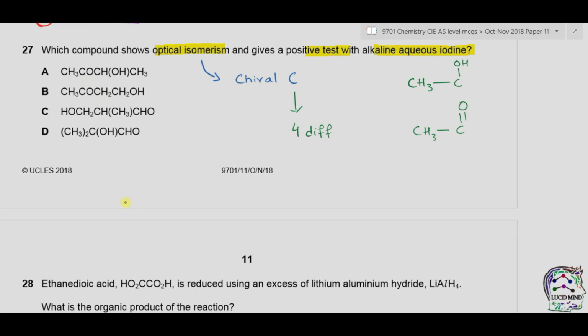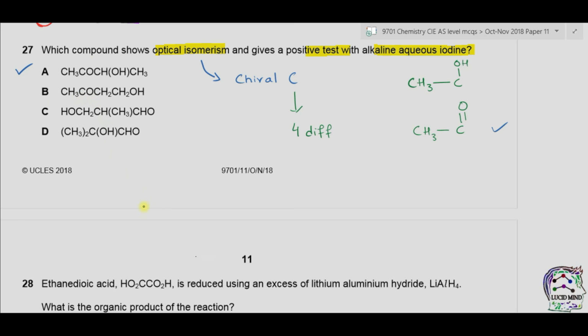In A we have CH3, C double bond O, CH, OH, CH3. As we can see, this carbon is attached to one hydrogen atom, one OH, one CH3 and this group. So this carbon is chiral, so it will give optical isomerism. We can also see that CH3 is attached to the carbonyl carbon, so this will also give a positive test with alkaline aqueous iodine. So A is the correct option.